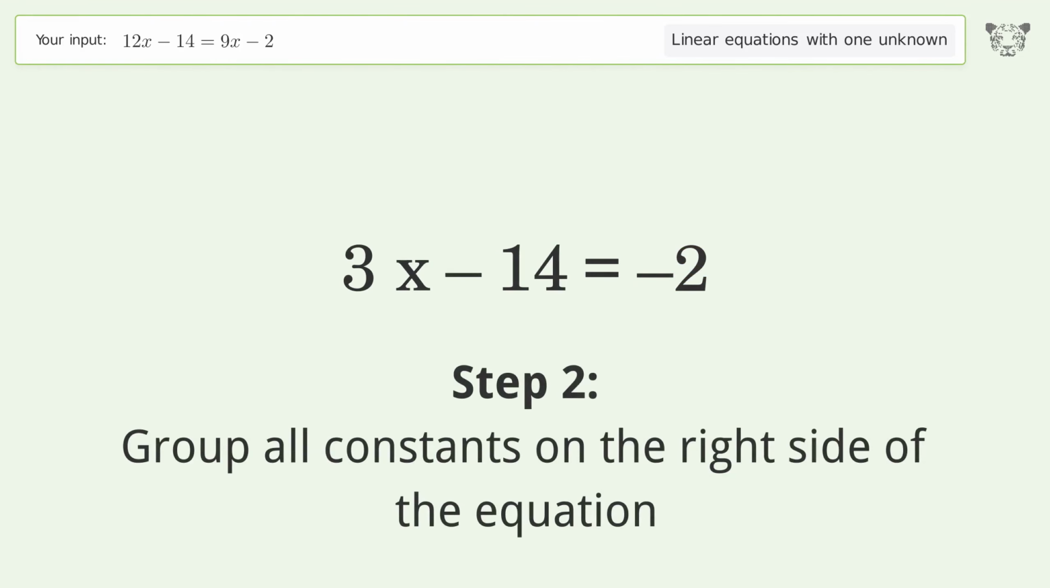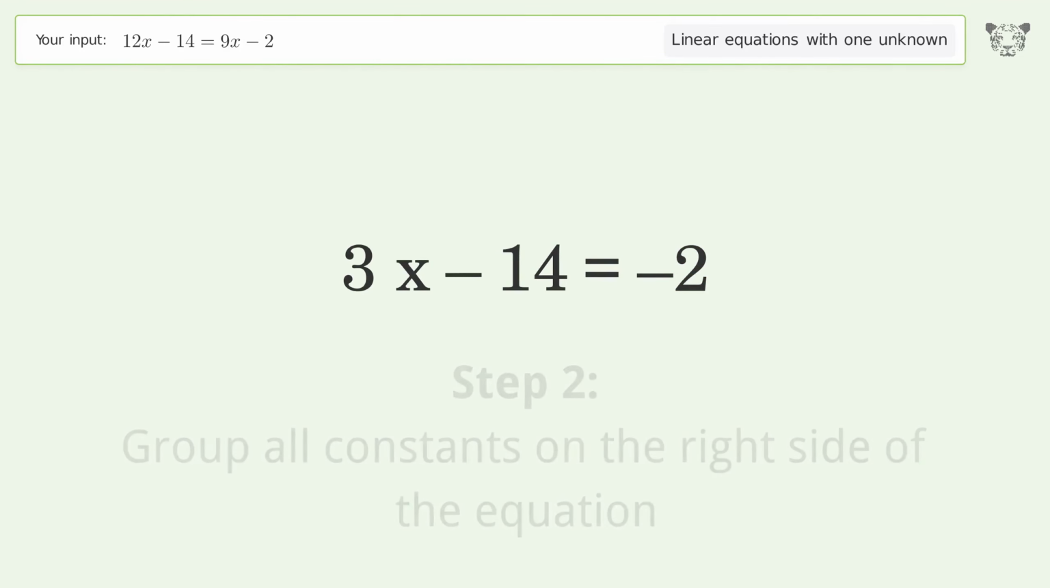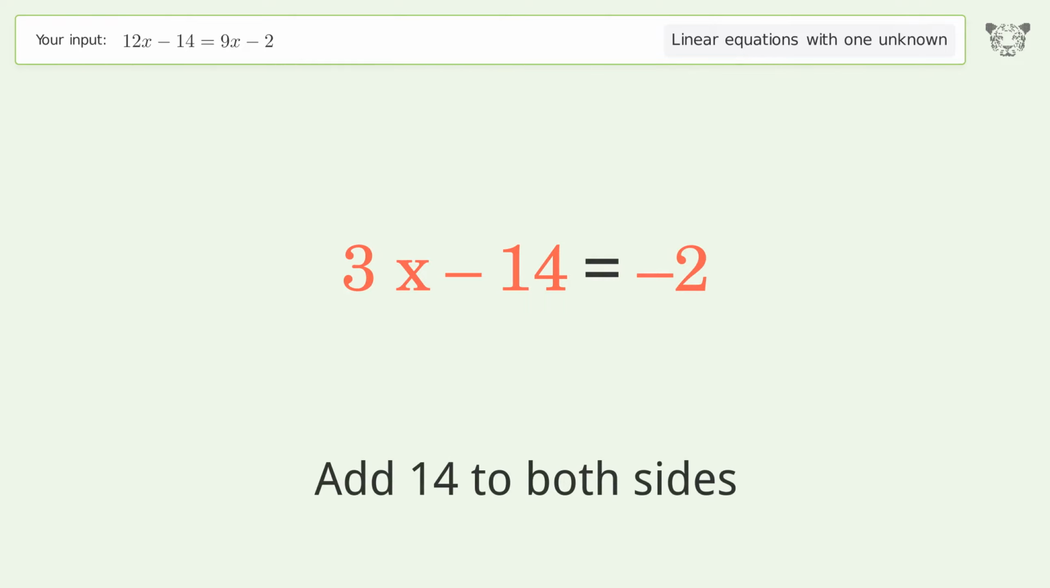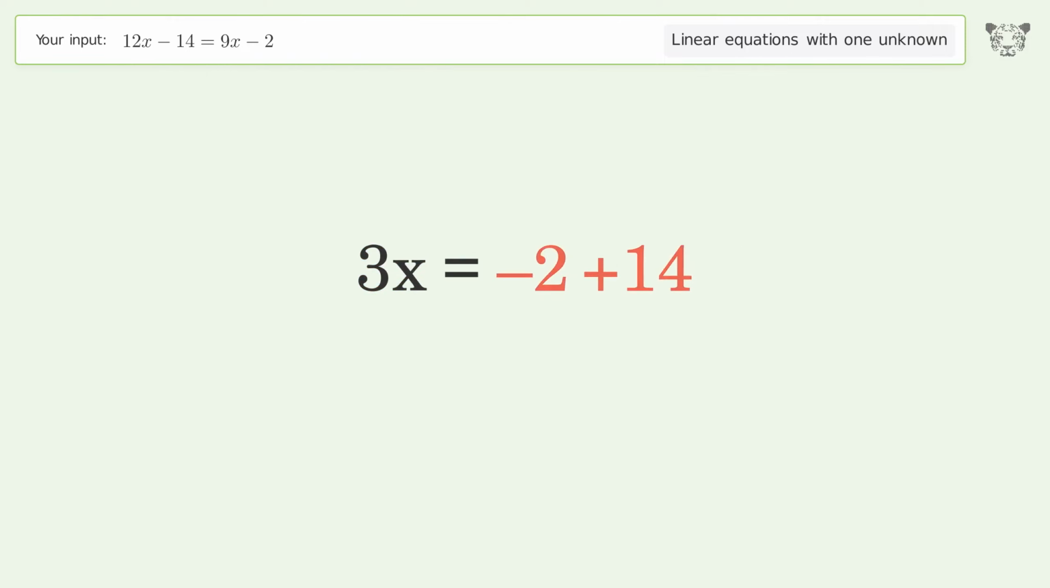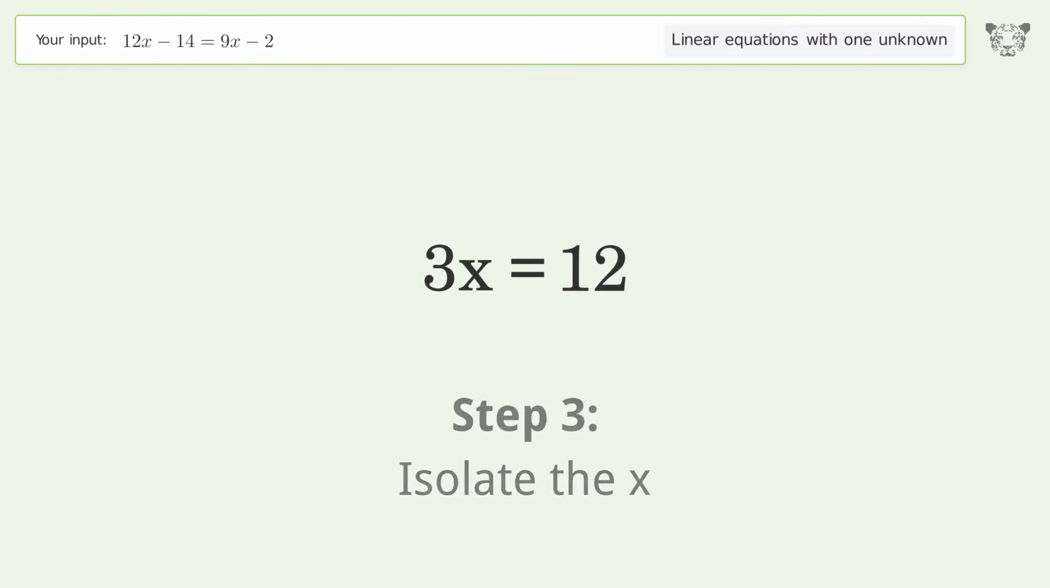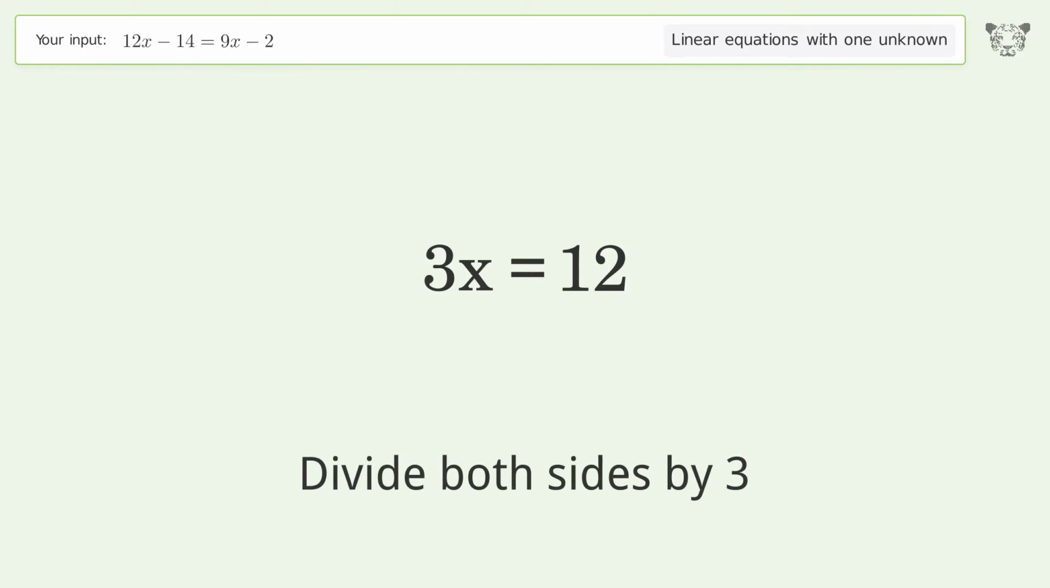Group all constants on the right side of the equation. Add 14 to both sides. Simplify the arithmetic. Isolate the x. Divide both sides by 3.